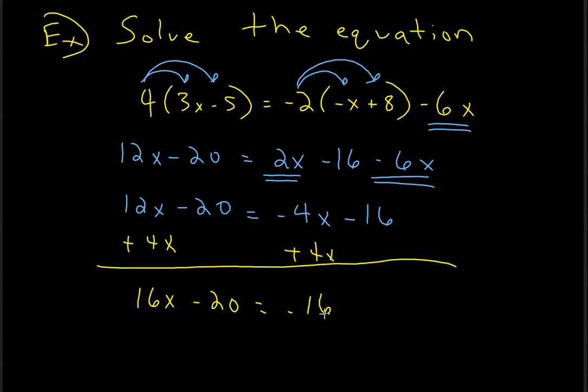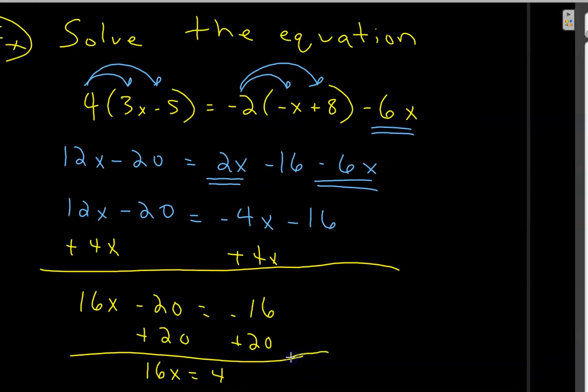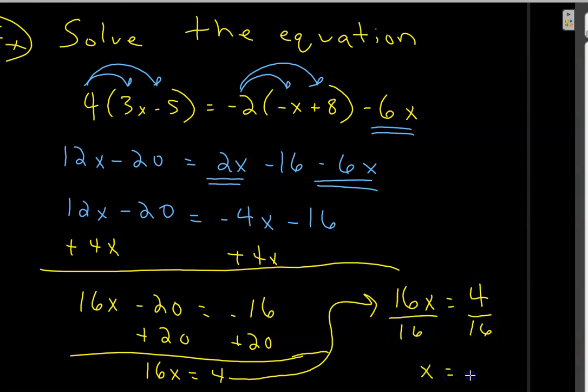Now, again, isolating x, I can now add 20. So it gives me 16x equals 4. I'm going to rewrite that. And if 16x equals 4, I can divide both sides by the 16. So x is 0.25.